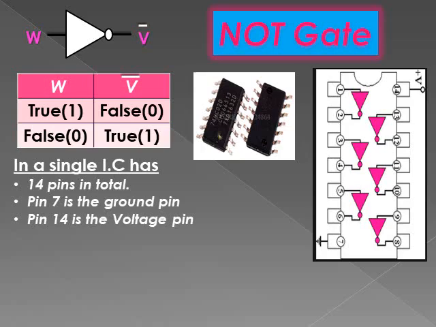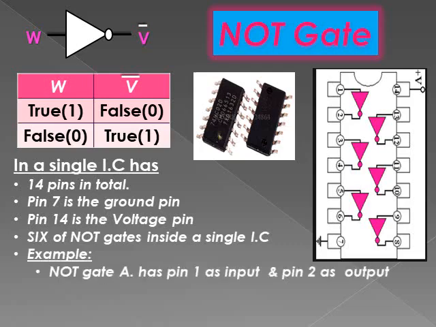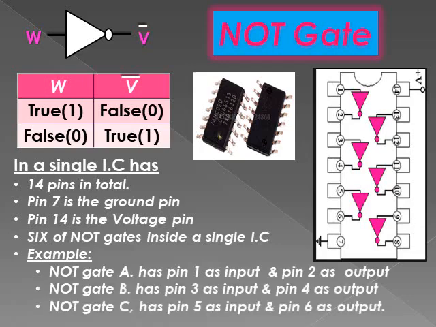Other pins here are directly used by the NOT gates found inside. Inside each integrated circuit, there are 6 NOT gates. As an example, the first NOT gate, assumed to be gate A, has pin 1 as input and pin 2 as the output. Next, the second NOT gate, B, has pin 3 as input and pin 4 as output. And so on. It is shown clearly in the diagram on the far left side of this slide.